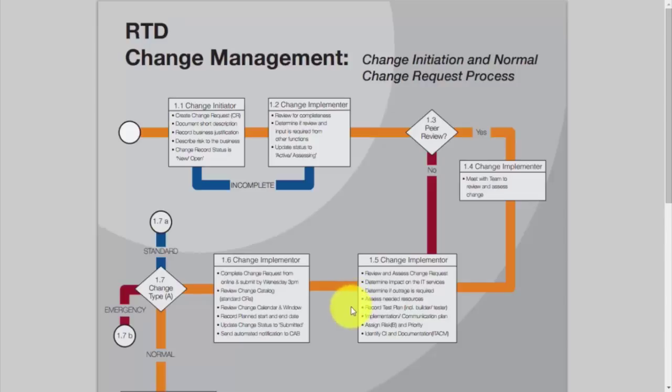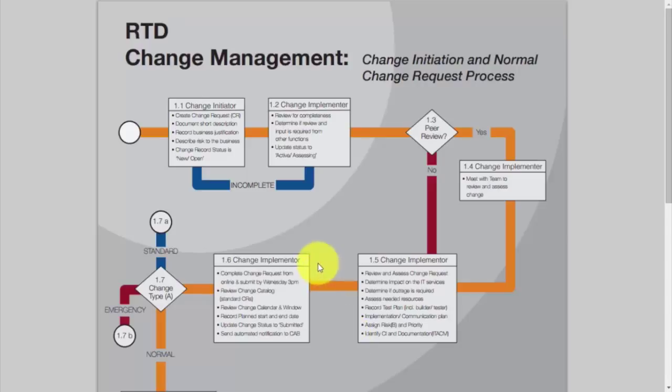The change implementer would at this point record a test plan, including the builder tester, the individual who will be performing the test. Also, we need to record an implementation and communication plan. What are the steps that we will use to implement this change in a production environment and who needs to be notified? And then assigning a risk and priority, along with identifying the configuration item and the documentation. There we see a relationship with your asset configuration management processes. Once those things have been done, we would move on to step 6.